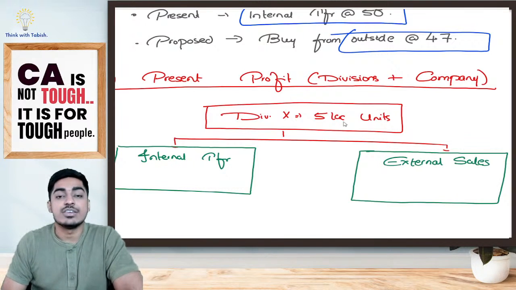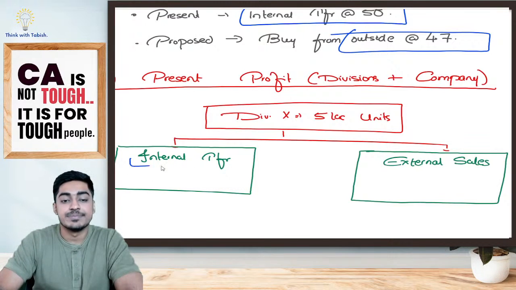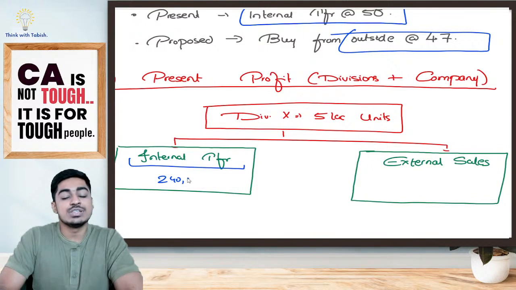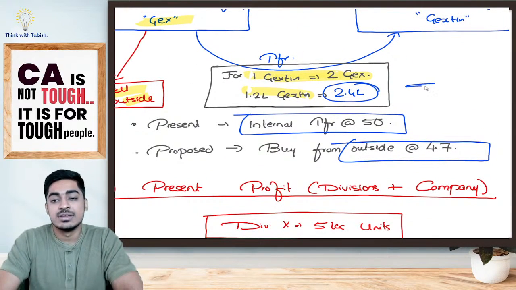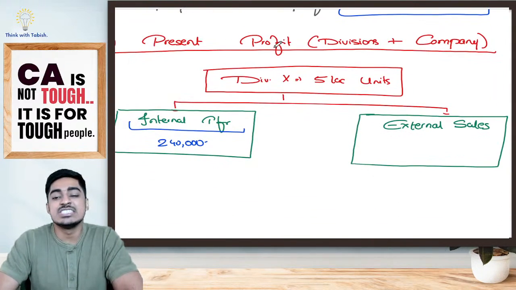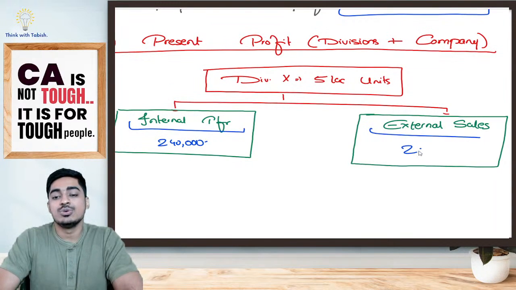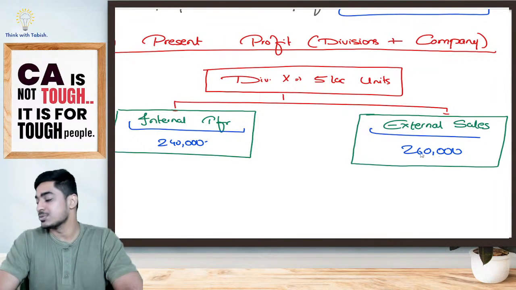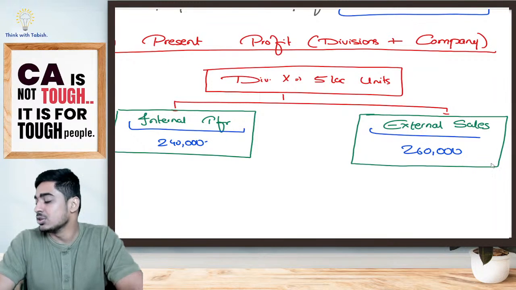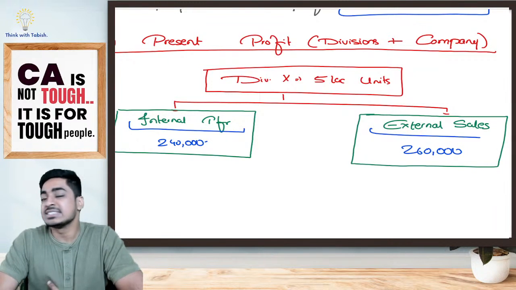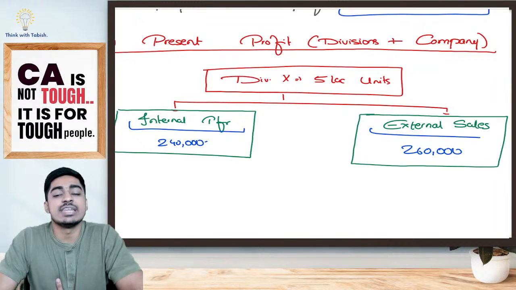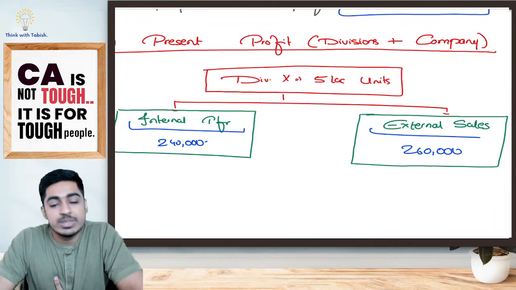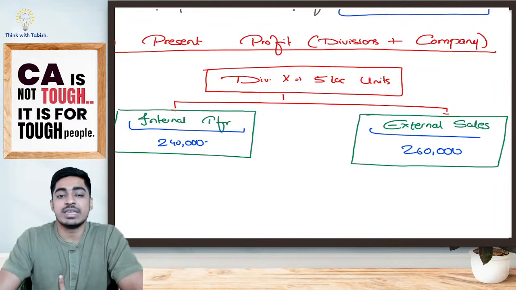Maximum 5 lakh units. In that, for internal transfer, it is doing 2,40,000 units. Yes or no? 2,40,000 units it is transferring to Y. So how much maximum will it be in a position to sell externally? 2,60,000 units only. So even though division X has an external demand of 3 lakh, it will be in a position to sell 2,60,000 units only. Is it clear? So division X's sales are 2,40,000 internal transfer and 2,60,000 external sale.